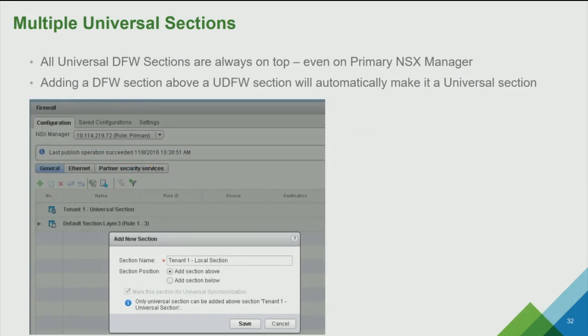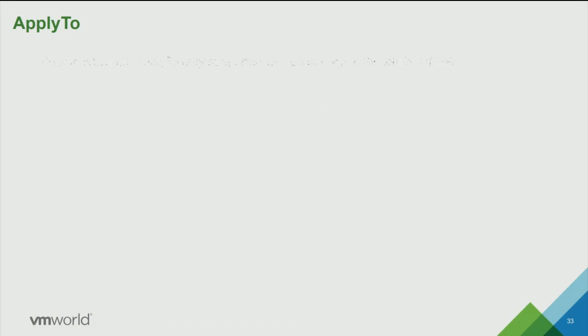Now, universal sections are always above local sections, which makes sense because if you have a global security admin, he'll create these universal security policies. Local admins can still create local security policies, but they can't override the universal. So if you actually try to create a section above a universal section, it'll default to universal because you can't create local above universal. Okay?